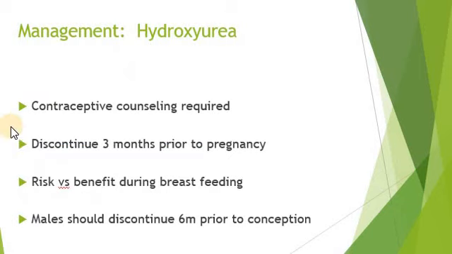It is teratogenic, so contraceptives should be counseled. It should be discontinued 3 months prior to pregnancy. The mother may breastfeed, but it should be avoided during breastfeeding. Males should also discontinue 6 months prior to conception due to the androgenic effects.